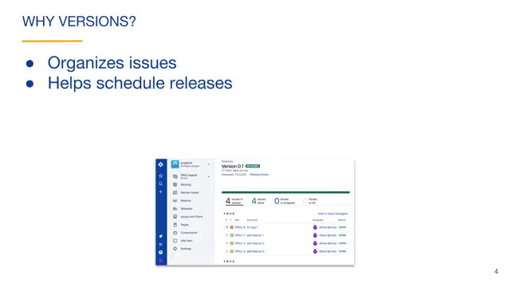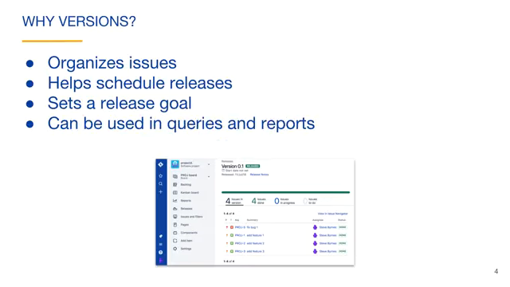If your project has a number of fixed release points, versions in Jira help schedule them. Identifying issues for a release and specifying an expected release date sets a goal for the team. Versions can be used in queries and reports. For example, you could view all of the stories that were completed in a specific version, or view a report on the progress of the version that you are working on.